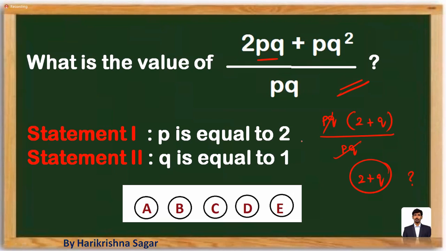In order to find the 2 plus q value, if you look at statement 1, p is equal to 2. Is that necessary for us? No. If you look at statement 2, q is equal to 1. That means q is equal to 1 is enough for answering the question. Mark your answer as option.